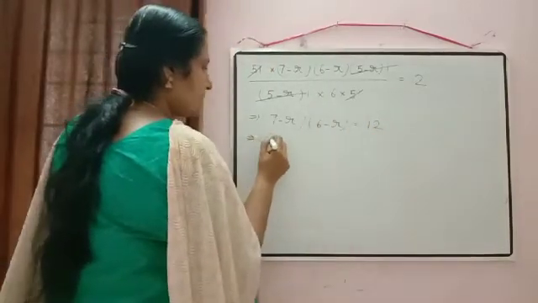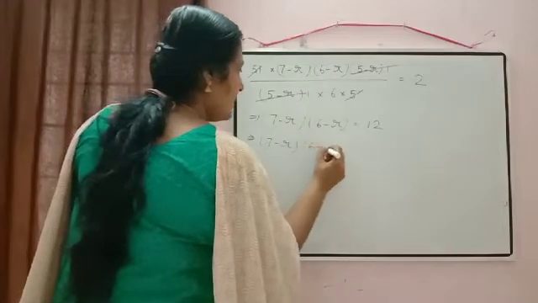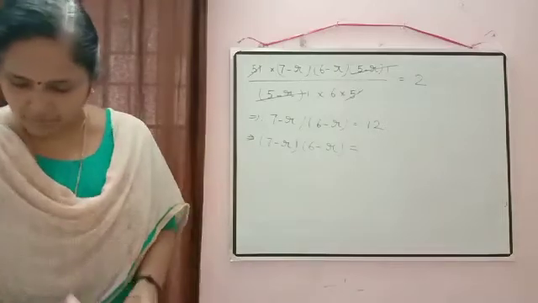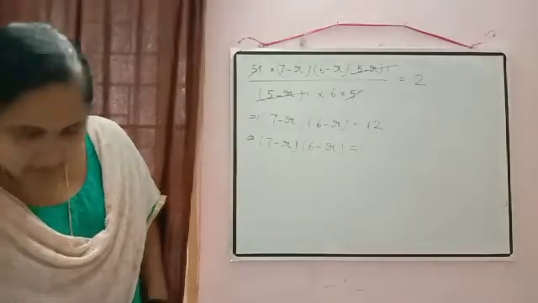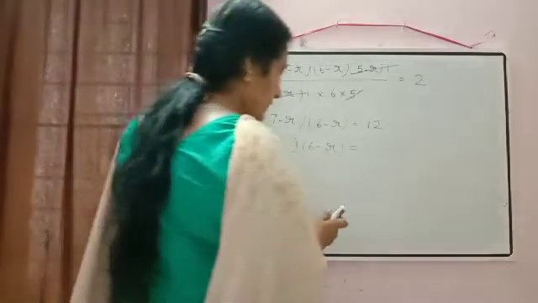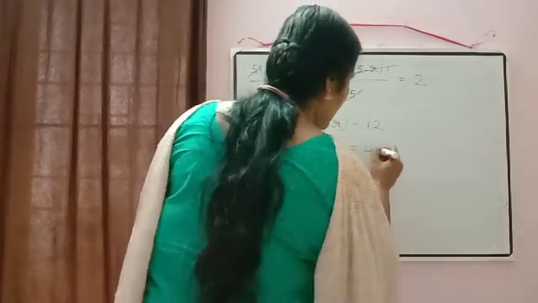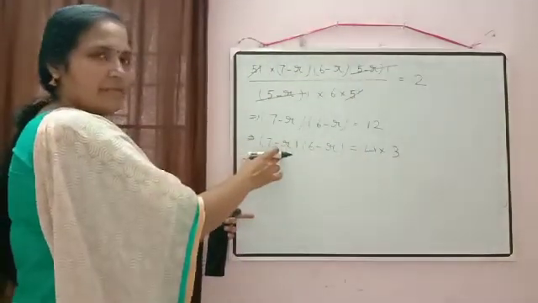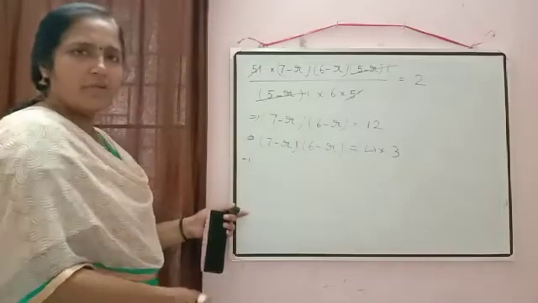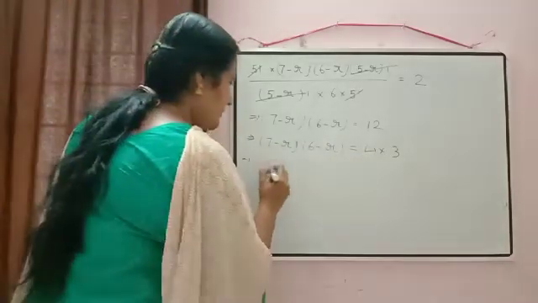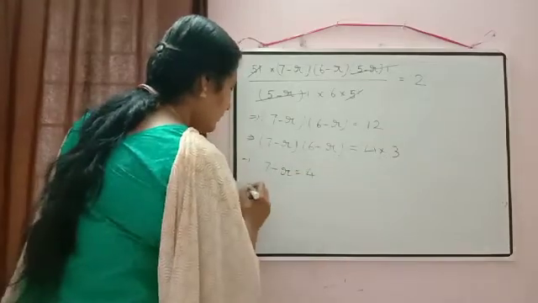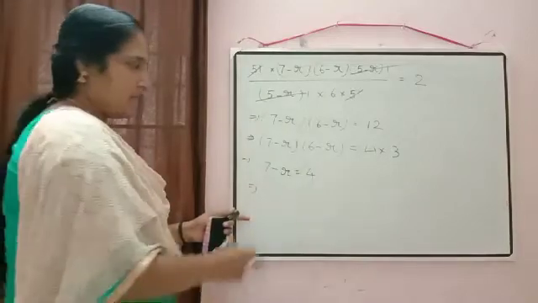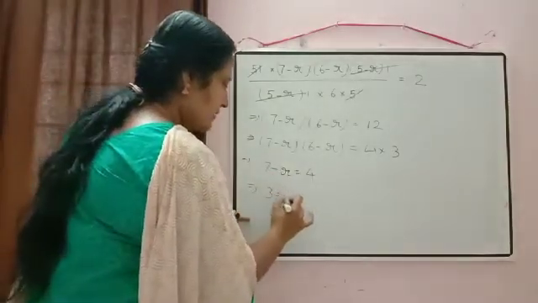Again the left hand side is a product of two consecutive numbers. So 12 also we can represent as a product of two consecutive numbers. Yes, 12 can be written as 4 into 3. So in place of 12 we can write 4 into 3. Now which one is greater? Here we have 7 minus r and here we have 4. 4 is greater. So we can write 7 minus r is equal to 4. Minus r we can shift to the right hand side and 4 to the left hand side. So 7 minus 4, 3, is equal to r.